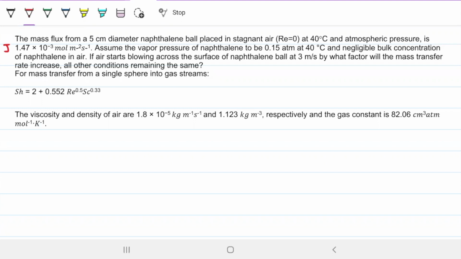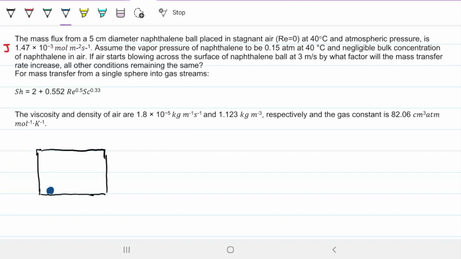Assume the vapor pressure of the naphthalene ball to be 0.15 atmospheres at 40 Celsius and negligible bulk concentration of naphthalene in air. So let's dwell on that sentence for a little while. What is that saying? Let me make a little room. You can be looking at this room from the side or from the top view, it doesn't matter. And I'll place a little naphthalene ball just here.